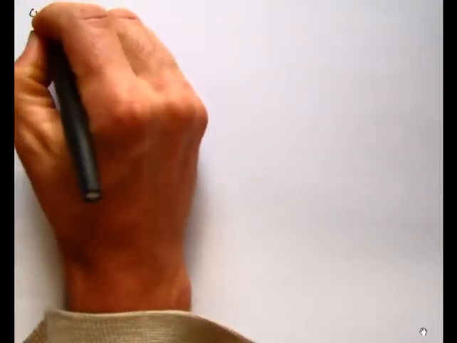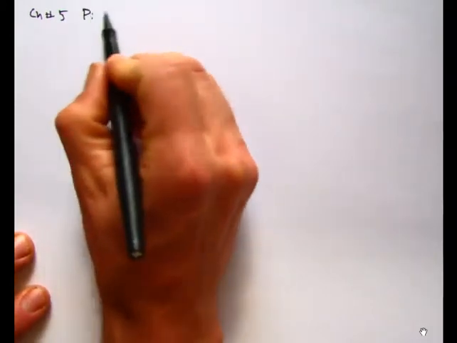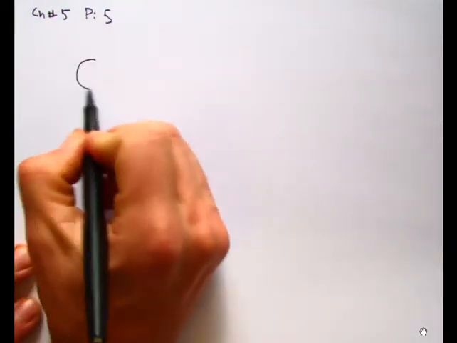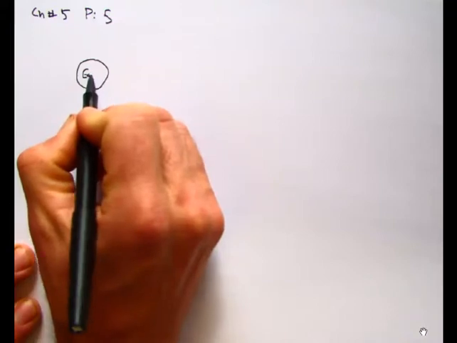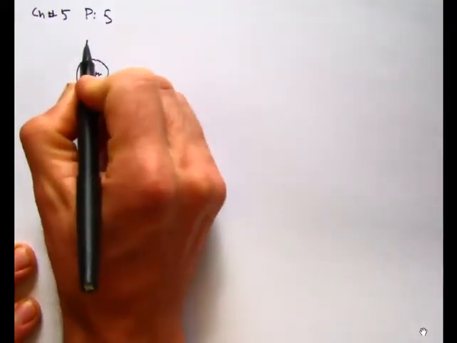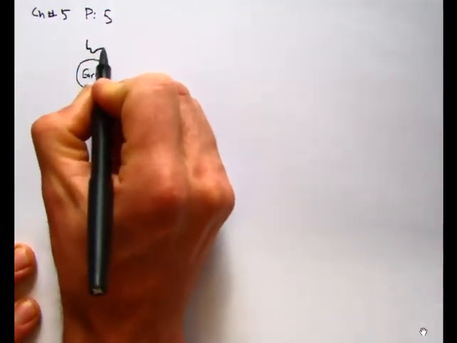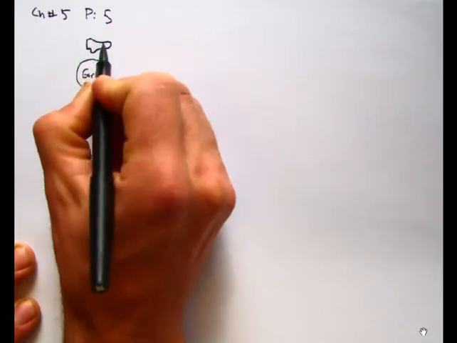Okay, and for our example problem today, we are going to be working on problem 5 out of chapter number 5. So chapter number 5, problem 5. And this problem is about the space shuttle. And it says, suppose the space shuttle is in orbit above the Earth. All right, so here we have the Earth and we have our space shuttle. Ooh, good looking space shuttle here.